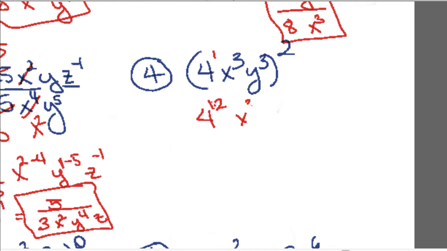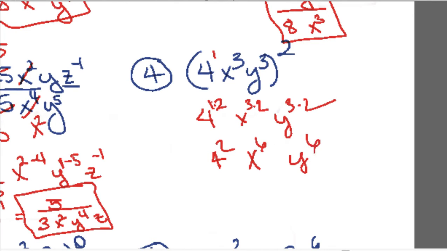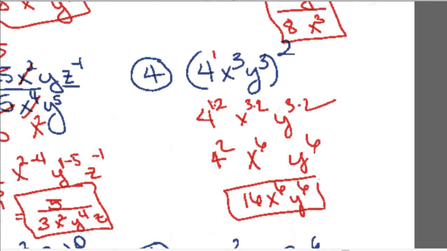And then 3 times 2, and then again 3 times 2. So this one wasn't as bad as the last one. We got 4 squared, x to the 6th, y to the 6th. So that's 16, x to the 6th, y to the 6th.